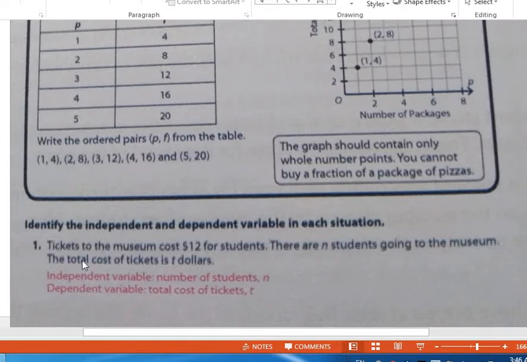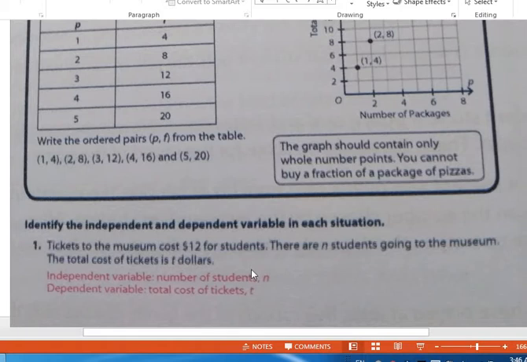Here in this exercise, identify the independent and the dependent variable in each situation. Tickets to the museum cost $12 for students. For one student it costs $12. There are a number of students going to the museum. The total cost of the tickets is $3. So what do you think? Where is the independent and the dependent variable?